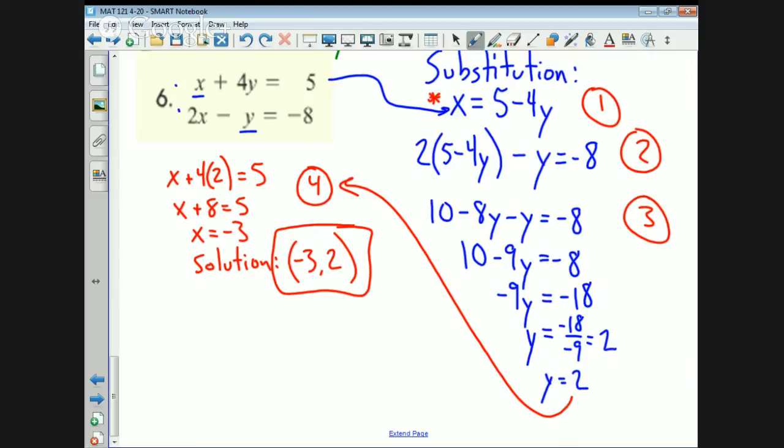So that's the substitution method. We got our solution -3, 2. Just strengthening some of that terminology, this would be consistent and it would be independent. None of the variables in the solution depend on another.